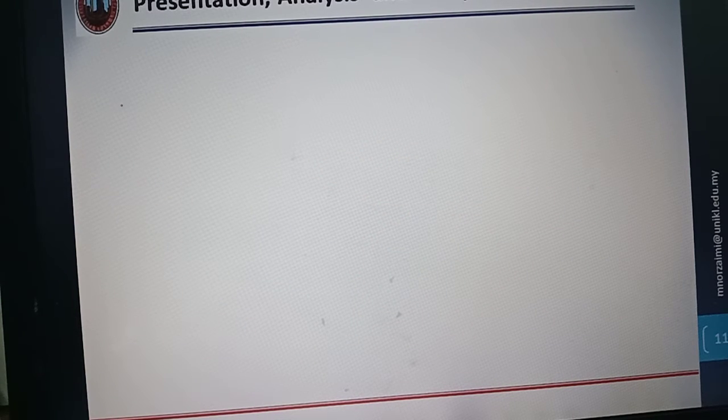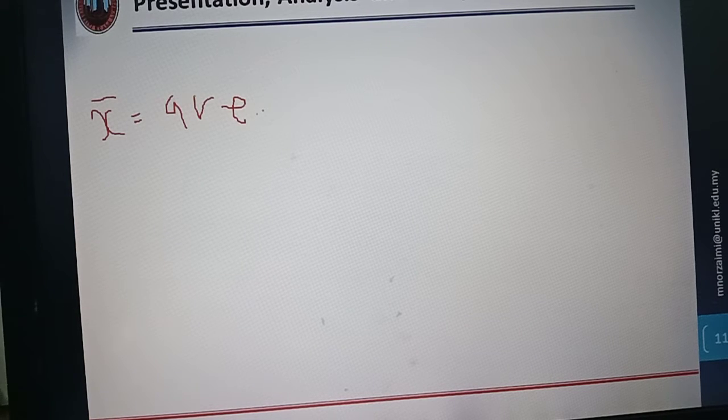Alright, so for example, what we need to do is calculate the mean. What is mean? Mean is a symbol, X bar. How to calculate the mean? Mean is the average. Total up all the numbers divided by the sample size. You will get the average. So what about the standard deviation?